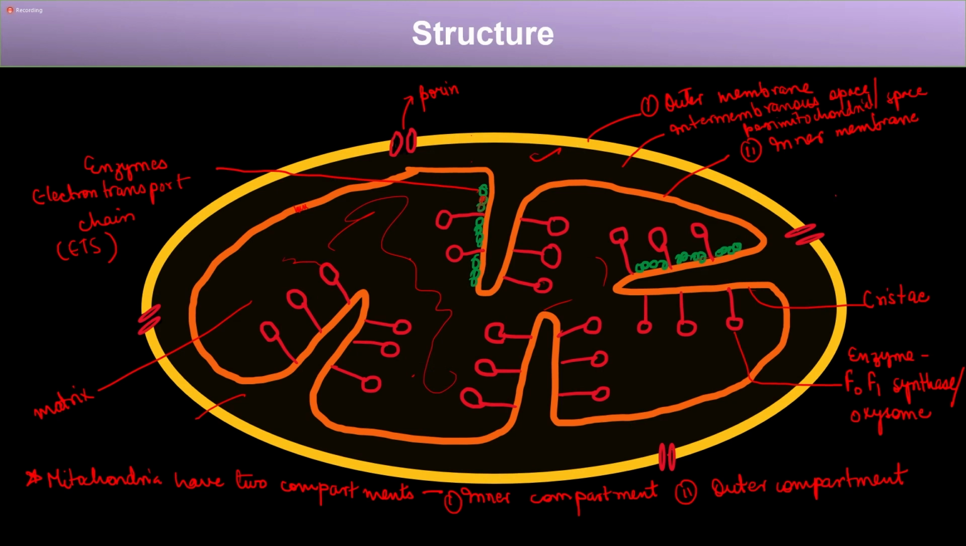Okay. So now we have seen the structure of the mitochondria and we have studied each of these structures in detail. Now let's see what the function of a mitochondria is. The first and most important function of mitochondria is oxidative phosphorylation. Now, what is oxidative phosphorylation? It is the process of formation of ATP.